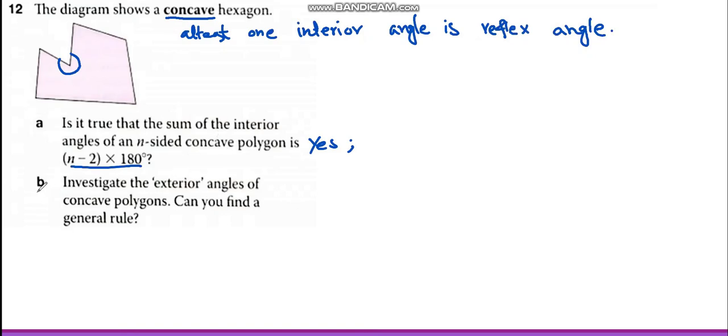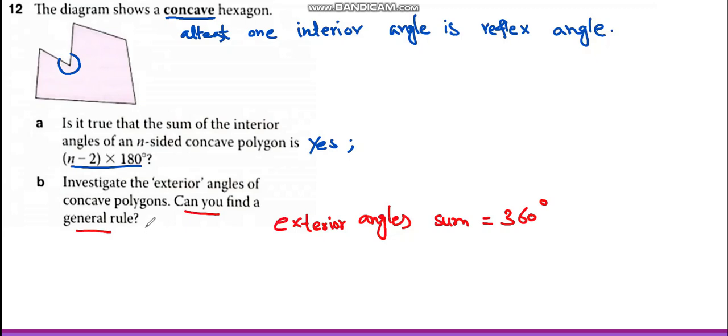In B part, they want us to investigate the exterior angles of concave polygons. Can you find a general rule? So yes, there is a general rule for all types of polygons that the sum of exterior angles should be 360 degrees. In concave polygons, some exterior angles may be negative or reflex.